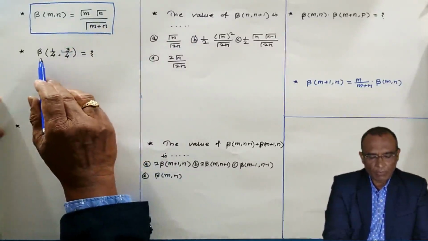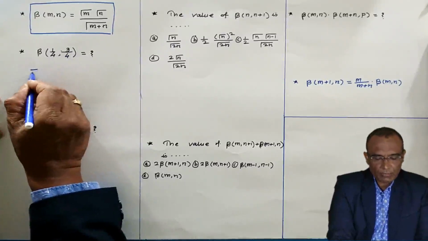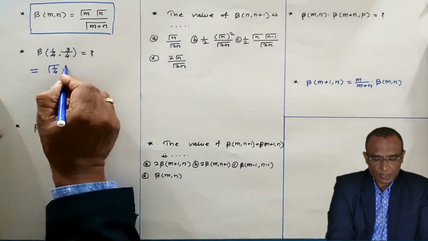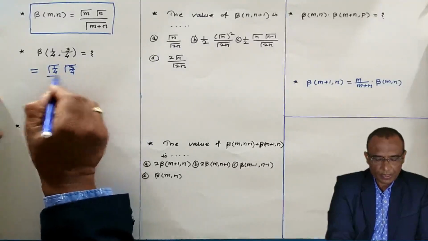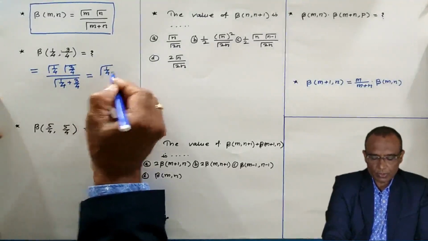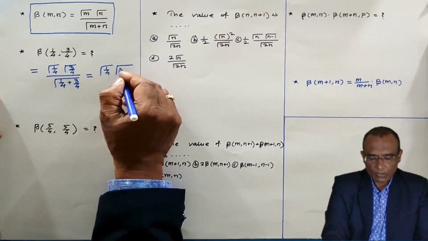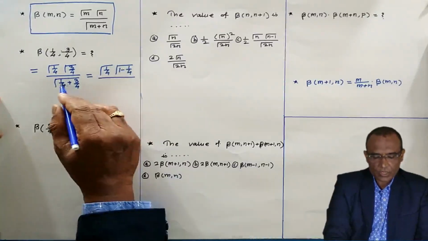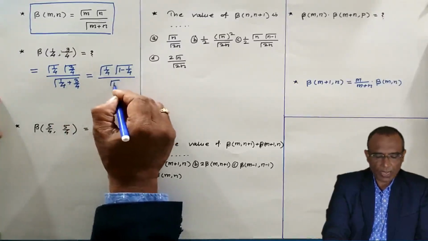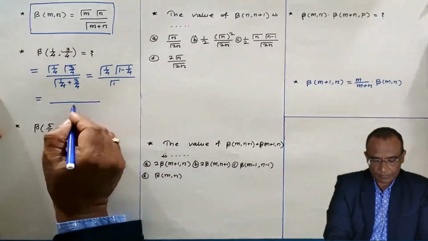Now, I want the value of beta 1 by 4 comma 3 by 4. So how to get the value of this? Convert into gamma function: gamma first element, gamma second element by gamma addition of 2, gamma 1 by 4, gamma 3 by 4. The 3 by 4, I am going to write 1 minus 1 by 4. This is 3 plus 1 is 4. 4 by 4 is 1, and this is gamma 1. And gamma 1 is 1. Value of gamma 1 is 1.